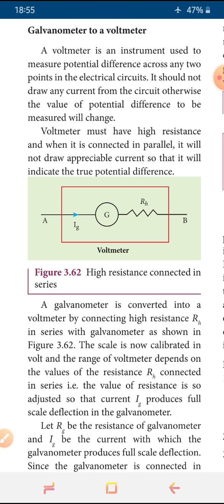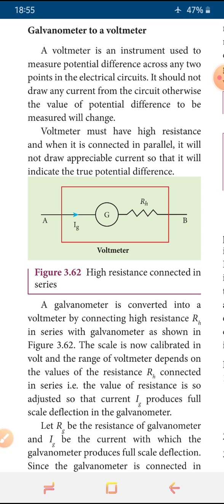Keep this in mind well. If it was an ammeter, we connected that in series. This voltmeter we are connecting in parallel, because if we connect it in series, it will draw maximum current, and then the electrical circuit will be affected. That's why we connect the ammeter in series, and this voltmeter is always connected in parallel.